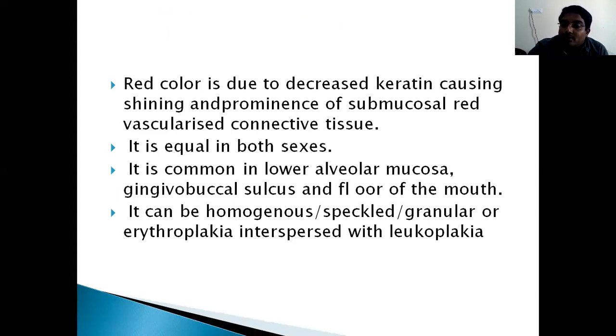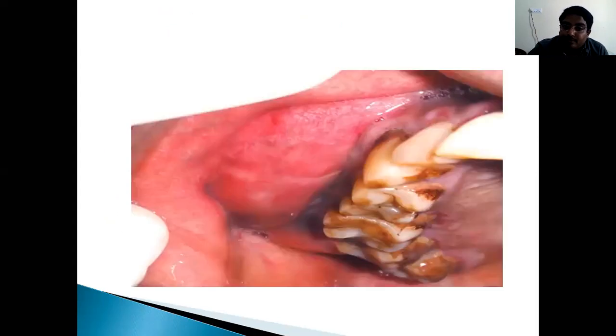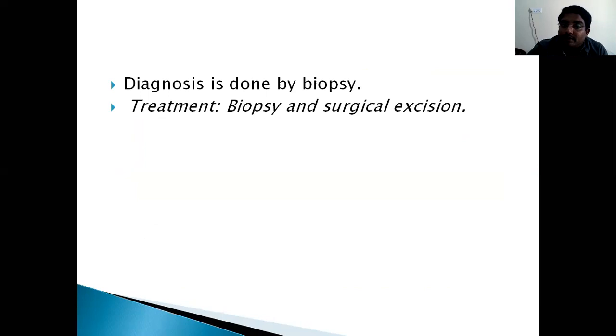It can be homogeneous, speckled or granular, or erythroplakia interspersed with leukoplakia. See, those are the red colored patches in this picture. Diagnosis is done by biopsy. Treatment is biopsy and surgical excision.